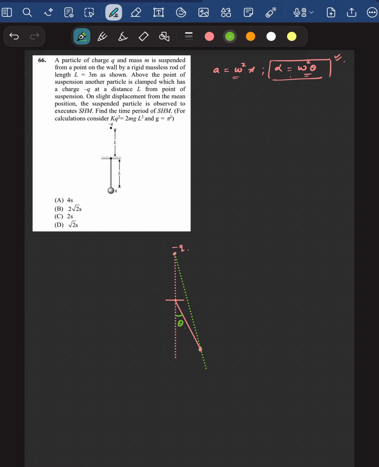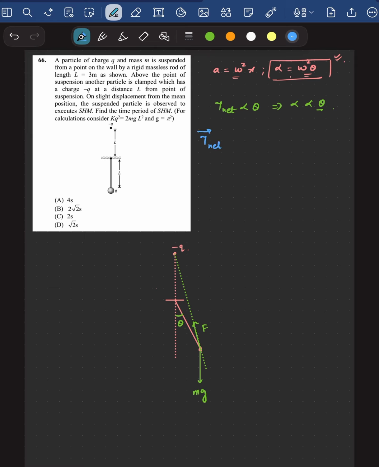When this particle is displaced by an angle theta, there are three forces acting on it: tension, mg, and your attractive force. Here you have a minus q and plus q, so you'll have an attractive force acting this way. Our aim will now be to calculate the net torque acting on this particle, and get that net torque to be proportional to theta, and also get alpha to be proportional to theta. This is the approach we'll implement. So let's calculate the net torque.